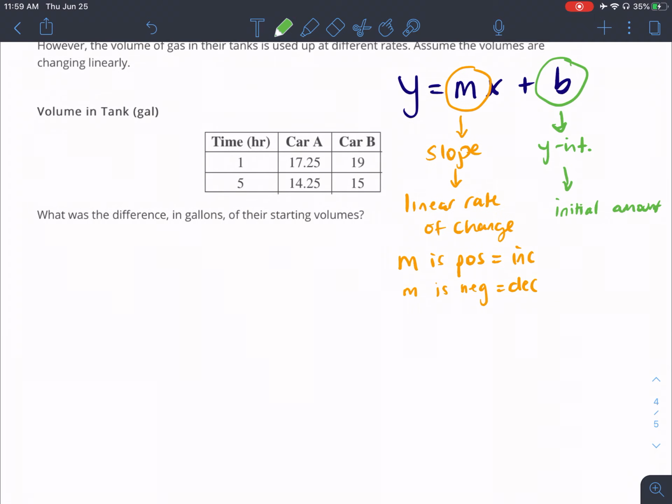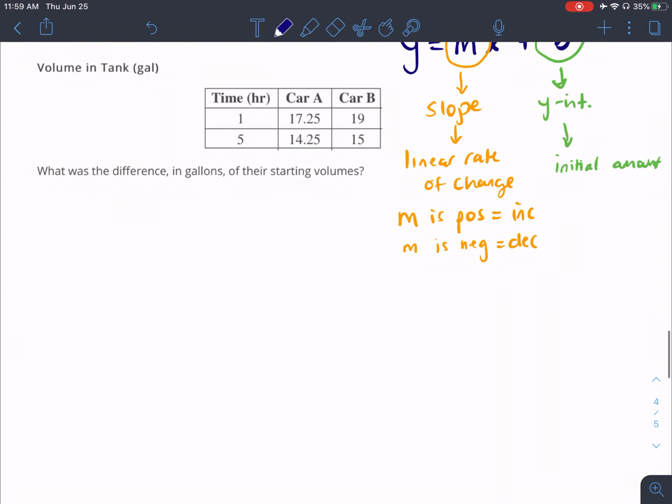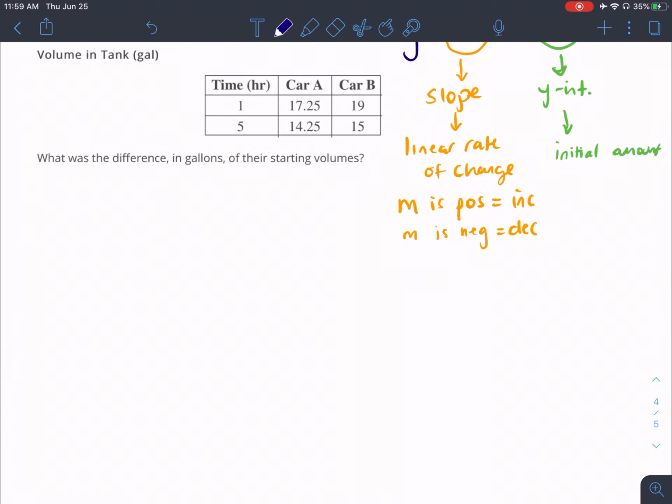So let's see. Let me just show you a visual here to get an understanding, because in order to find your slope, you want to start figuring out what is behaving like my x, and what is behaving like my y, okay? So in this case, notice that given the amount of time, this is giving me the amount of gallons.